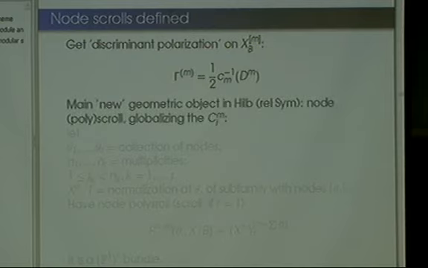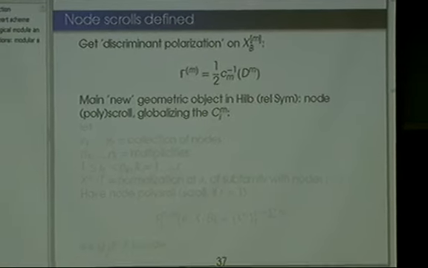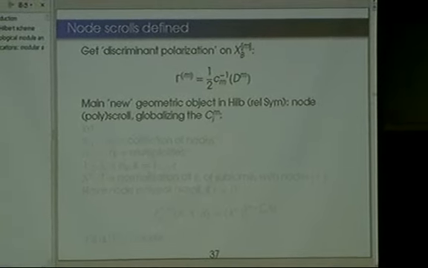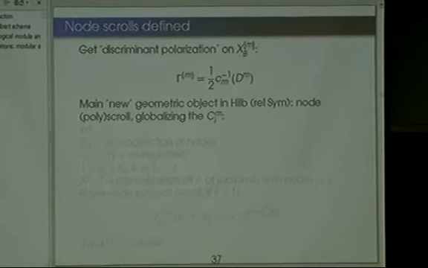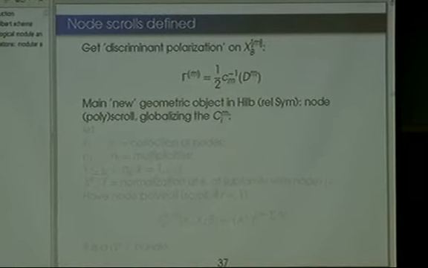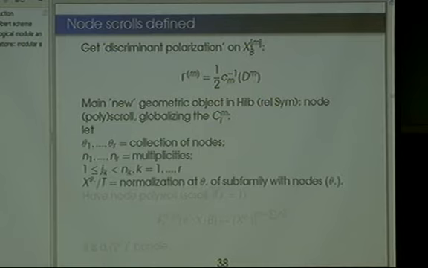Aside from that, the main new cycle or geometric object in the Hilbert scheme that wasn't present in the symmetric product are what I like to call node scrolls or polyscrolls, which generalize these C's that appear here. They're basically bundles of these C's. So to describe them in a little more detail, let's fix some data.